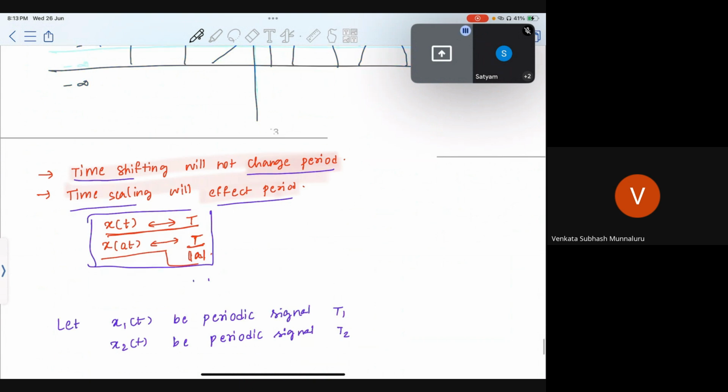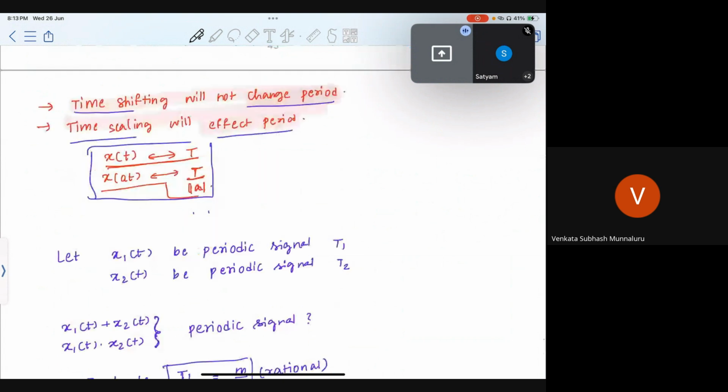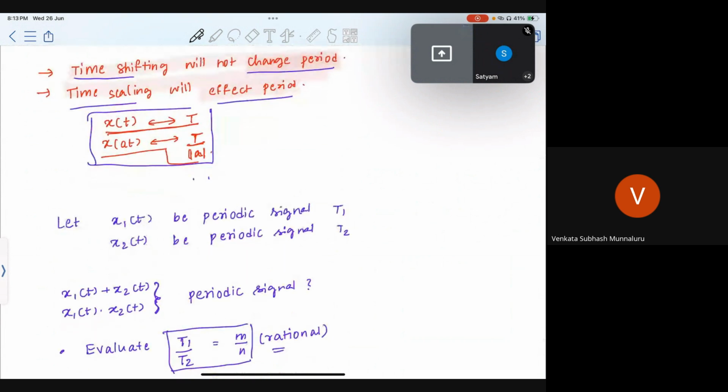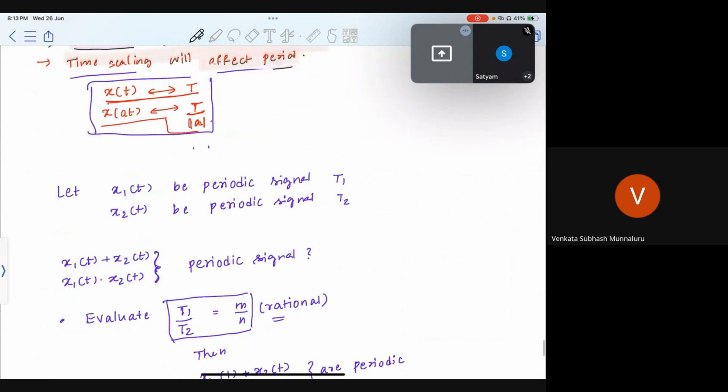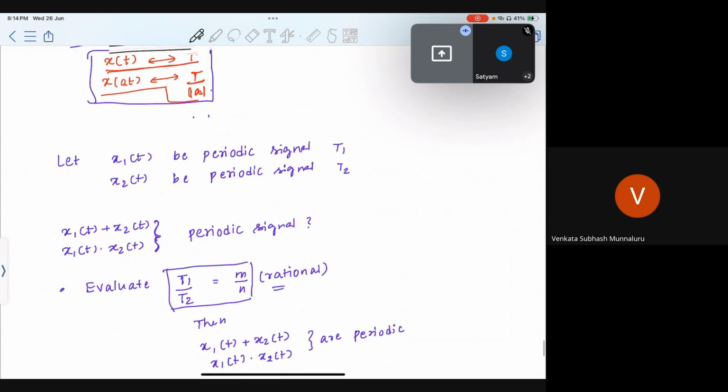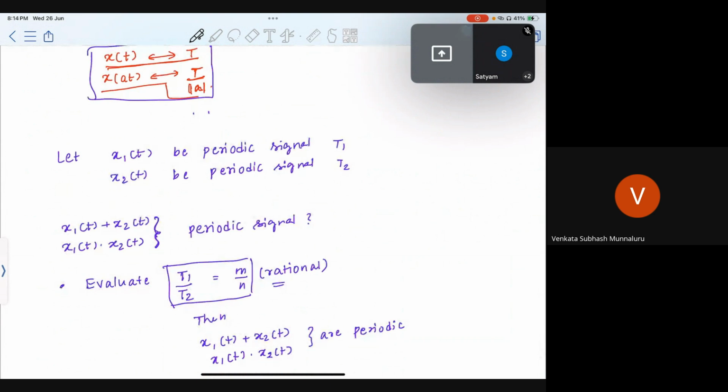And we also saw the period for the manipulated signals. That is, suppose you have x1 of t, which has a period T1, and x2 of t, which has a period T2. Then x1 of t plus x2 of t, or x1 of t multiplied by x2 of t, is the signal periodic? That is the first question to ask. And to answer that question, how do we do it? We evaluate the fundamental periods T1 and T2 of the signals, and then we evaluate the fraction T1 by T2.